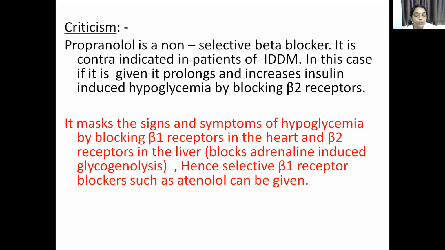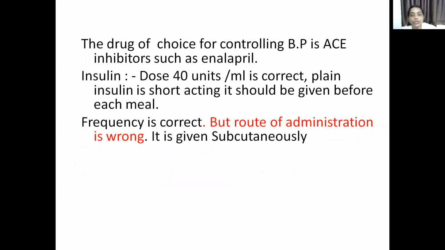So here we prefer giving cardioselective beta blockers like atenolol, which selectively blocks beta 1 receptors. One advantage is that tremors and sweating can be felt, but palpitation still cannot be felt because it is blocking the beta 1 receptor. But it is not blocking the beta 2 receptors in the liver, so glycogenolysis is also not affected. So atenolol is relatively better compared to propranolol, but the drug of choice for controlling blood pressure is an ACE inhibitor such as enalapril.